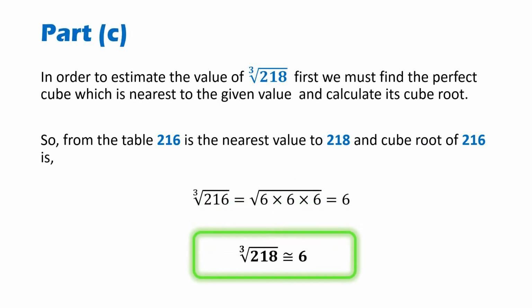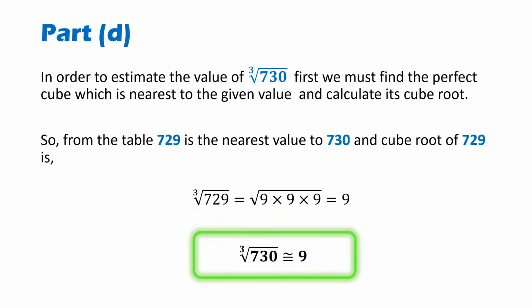Part C. In order to estimate the value of the cube root of 218, first we must find the perfect cube which is nearest to the given value and calculate its cube root. So, from the table 216 is the perfect cube that is nearest to the given value 218, and the cube root of 216 is 6, so the cube root of 218 is approximately 6.